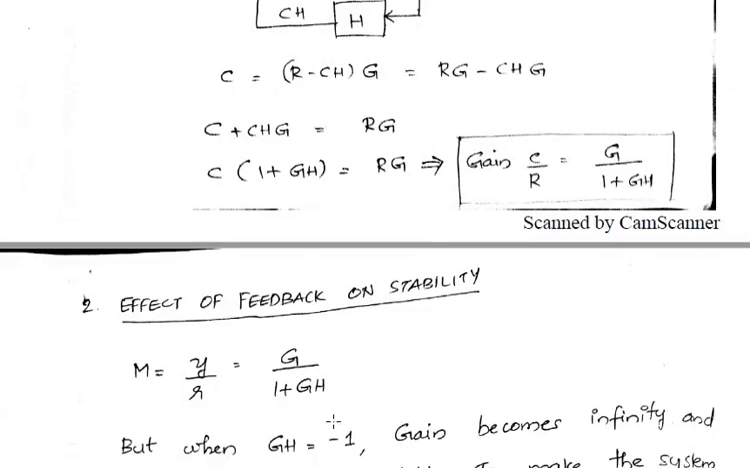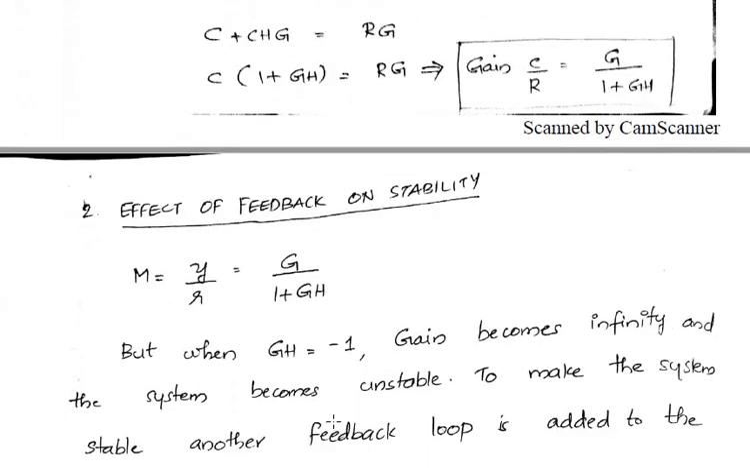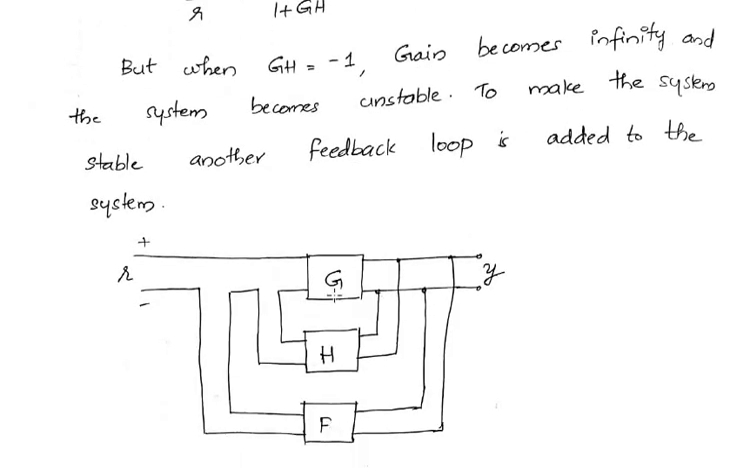So now to make the system stable, we need to introduce another feedback loop into the system. So this is how we are going to add the second feedback loop. So we have this G and we have a feedback with the feedback element H. In that particular system, if GH equal to minus 1, then the gain would become infinity and the system will become unstable. So to avoid that particular condition, we have introduced a second feedback loop with a feedback element having gain F.